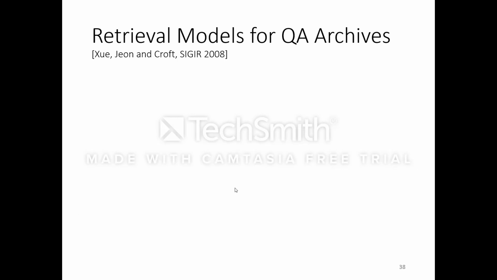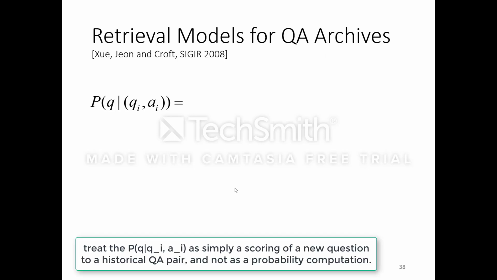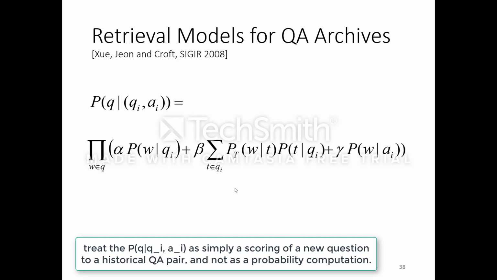Okay, so moving on, let's look at how they use this model. The task essentially is judging or scoring the probability that Qi, Ai, which is a historical question-answer pair, is relevant in order to address the new question, which is represented by Q. So Q is a new question, Qi, Ai is a pair from the historical question-answer corpus. Okay, so what they do is this.